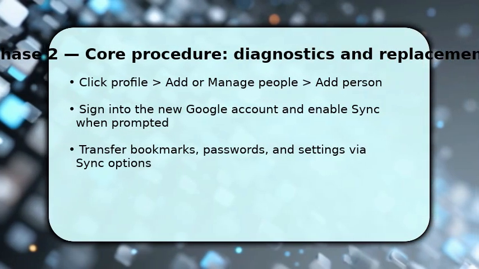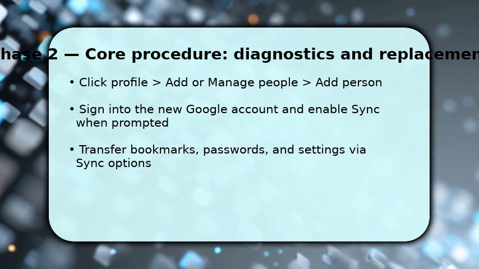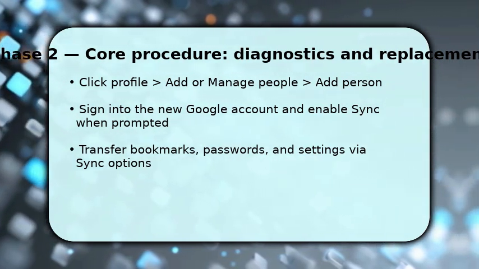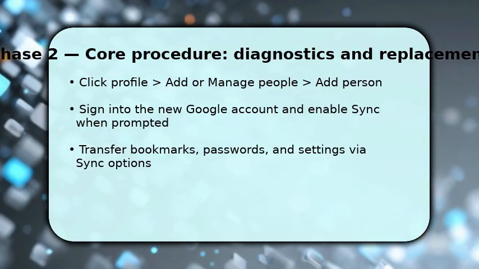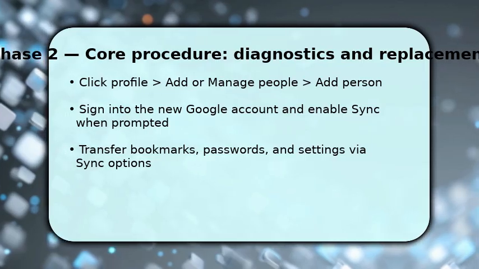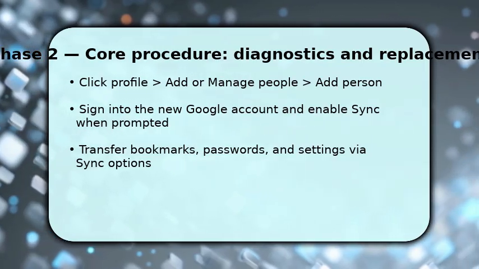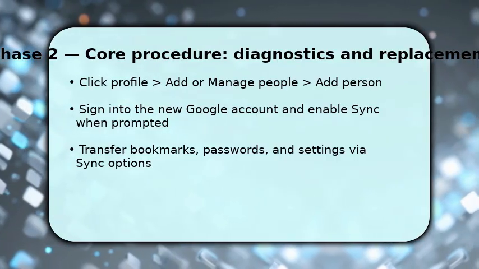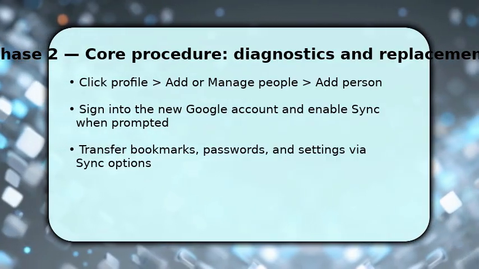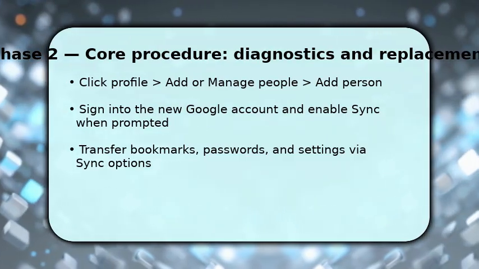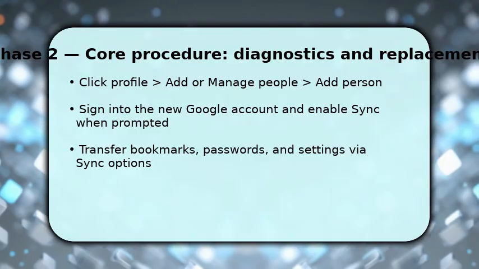Next, add the new account to Chrome so you can transfer data. Click the Profile menu, choose Add or Manage People, then Add Person, sign into the new Google account and accept sync prompts. When you enable sync, pick what to merge: bookmarks, passwords, history, because that controls what moves versus what stays separate. If you want a clean profile, turn off sync for items you don't want. Once you confirm, Chrome will populate the profile with the new mail identity.